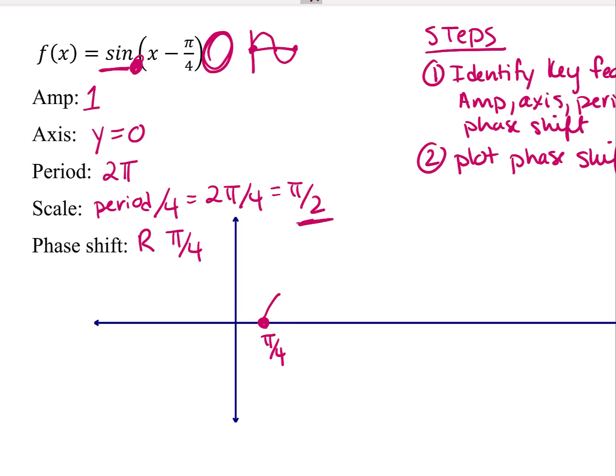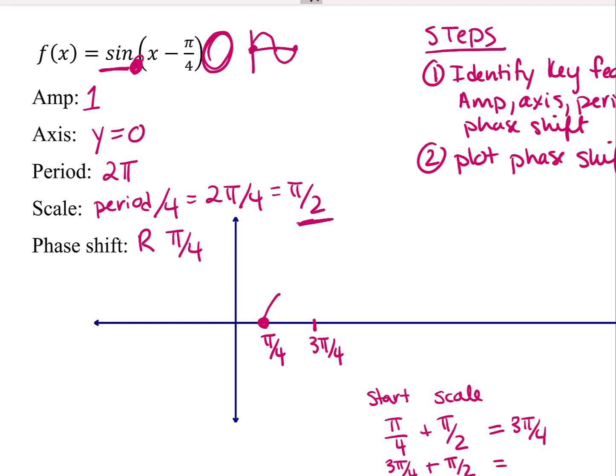Now remember that the scale is the distance between each key point. So I'm going to take pi over 4, which is really my new starting position, and I'm going to add pi over 2. So this is where I start, and this is my scale. So the next point is going to occur at 3 pi over 4. So then we take 3 pi over 4 and we add the scale again. When you take 3 pi over 4 and you add pi over 2, you get 5 pi over 4.